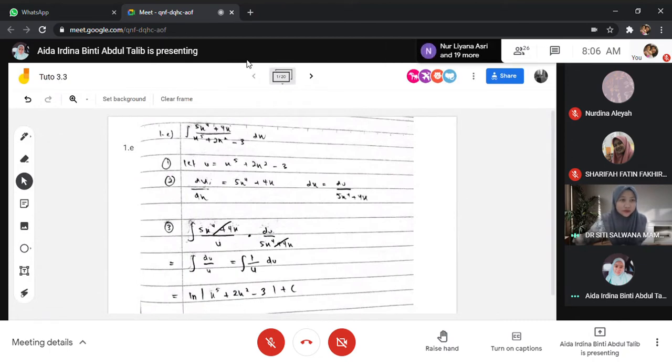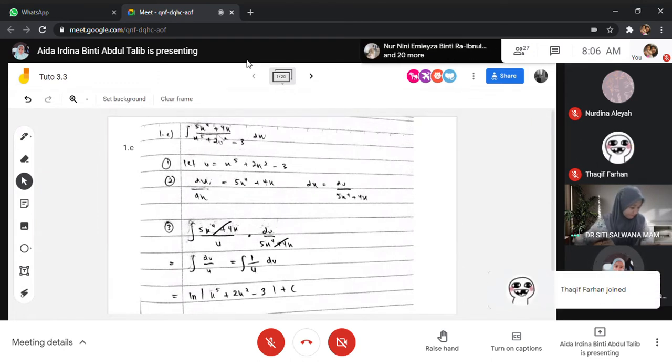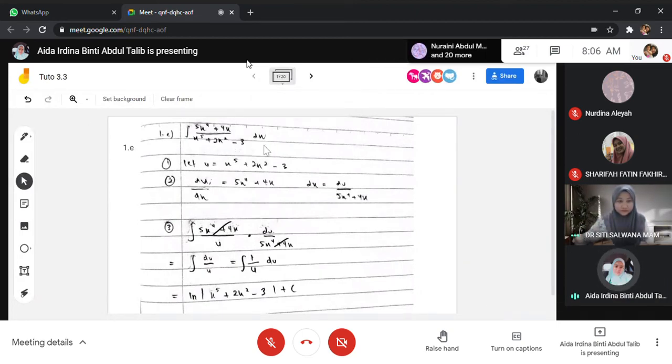Okay, Aida Irdina. The question is 5x to the power of 4 plus 4x over x to the power of 5 plus 2x square minus 3 dx. So first, we need to let u equals to x to the power of 5 plus 2x square minus 3. And then differentiate du over dx. We will get 5x to the power of 4 plus 4x. And then dx equals to du over 5x to the power of 4 plus 4x.